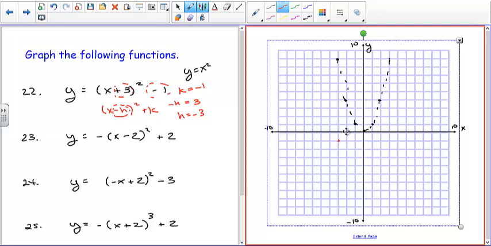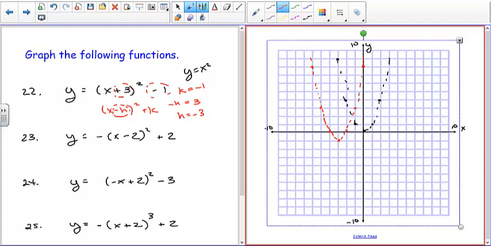So you're going to go over 1, up 1, over 2, up 4, 1, 2, 3, 4, over 3, up 9, 1, 2, 3, 4, 5, 6, 7, 8, 9. And then you're going to go to the same symmetric the other direction. So we're going to go over 1, up 1, over 2, up 4, over 3, up 9. Right? And then we have the function. So that is the transformed function.